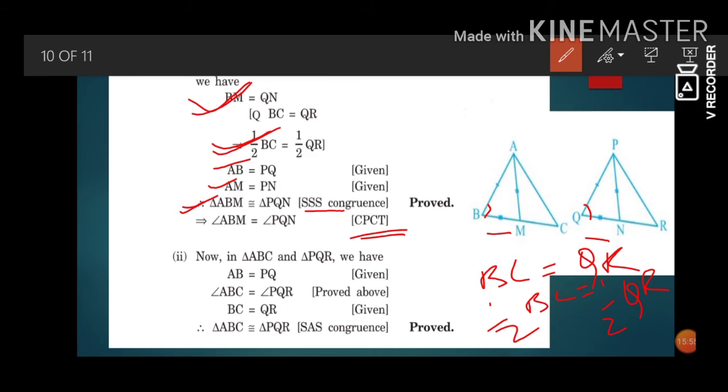Now in triangles ABC and PQR, we have to show that these two triangles are congruent. In the question it is given AB equals PQ. We have proved that angle B and angle Q are equal, so angle ABC equals angle PQR. And also in the question it is given BC equals QR. So we can say that triangle ABC is congruent to triangle PQR by the side angle side congruency rule.